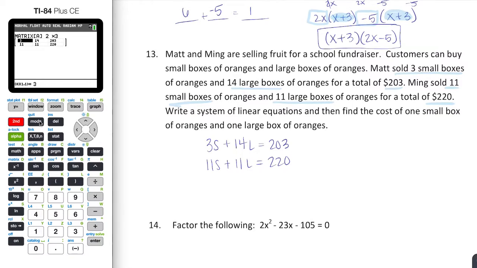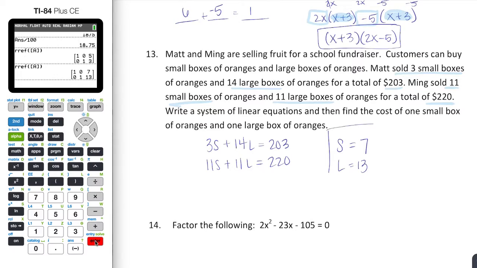So we're going to quit out of here. Then it's actually going to be quicker. If we go up, we can choose to run the RREF on matrix A again. But now that we've changed the matrix A, it'll calculate it with our new numbers. So what that tells us is our first variable S is 7, and our second variable L is 13. So one small box costs 7, and one large box costs 13.